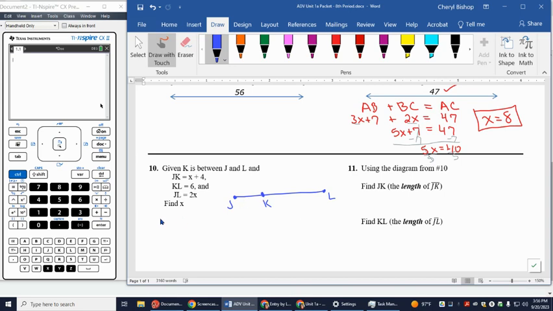So since it's between, I know J to K plus K to L is going to equal the whole thing, J to L. And then I can substitute in: JK is x plus 4, plus KL is 6. And then the whole thing is 2x. Okay? When I combine my like terms, I'm going to get x plus 10 equals 2x.